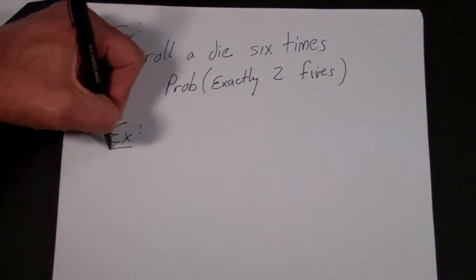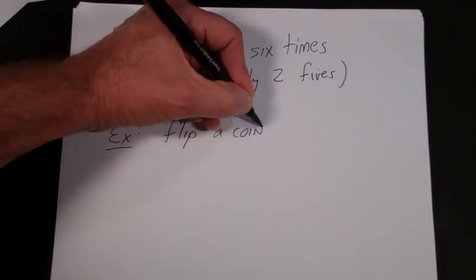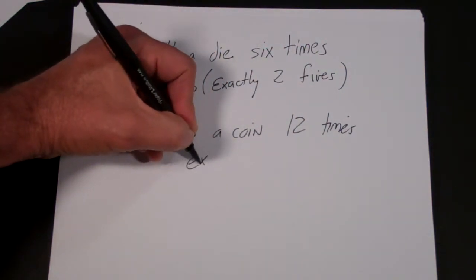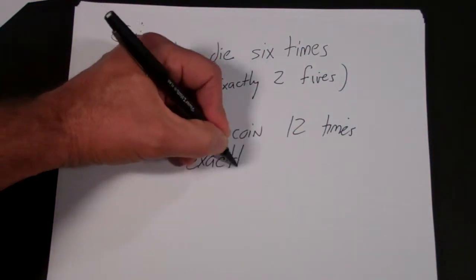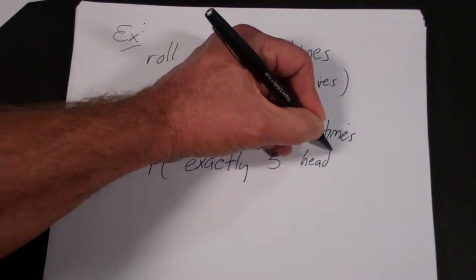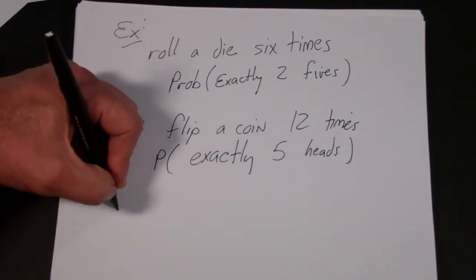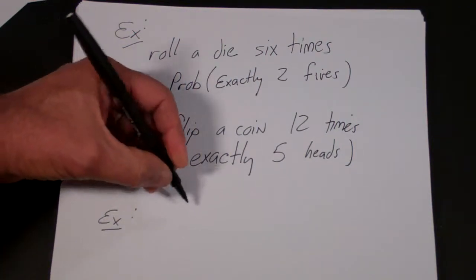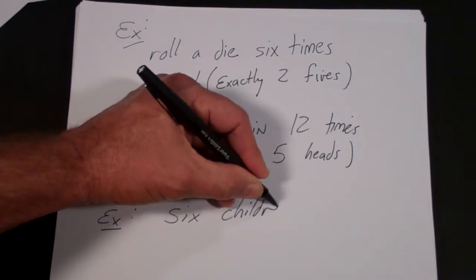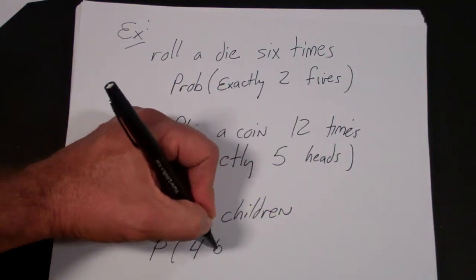Here's another example. You flip a coin 12 times, and the question is, what's the probability of getting exactly 5 heads? Another example is that if a person has 6 children, what's the probability that they have exactly 4 boys?